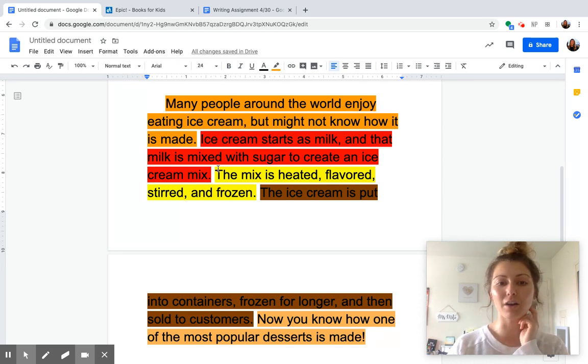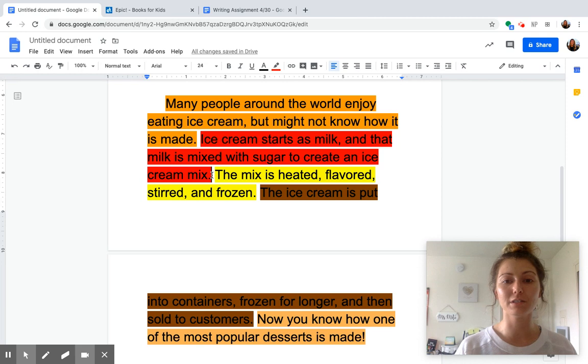Next, we had our supporting sentences. Our first one I have highlighted in red, maybe it's ketchup or tomato. It says, "Ice cream starts as milk, and that milk is mixed with sugar to create an ice cream mix." That's my first fact, my first piece of textual evidence that I'm using in my paragraph to continue teaching my reader about my topic, how ice cream is made.